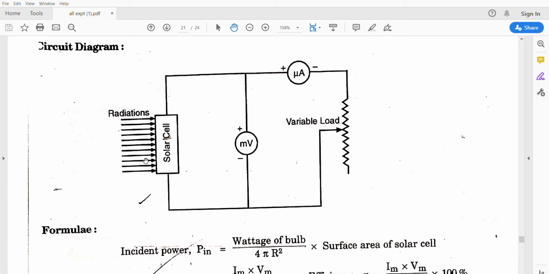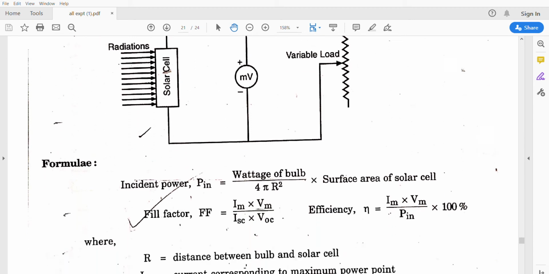For this radiation, artificially we are using a 60 watt bulb, and the cell is connected to the voltmeter and also to the ammeter to measure the current and voltage readings, and it is connected to a variable load or resistor to understand how the voltage and current vary with changes in the load.